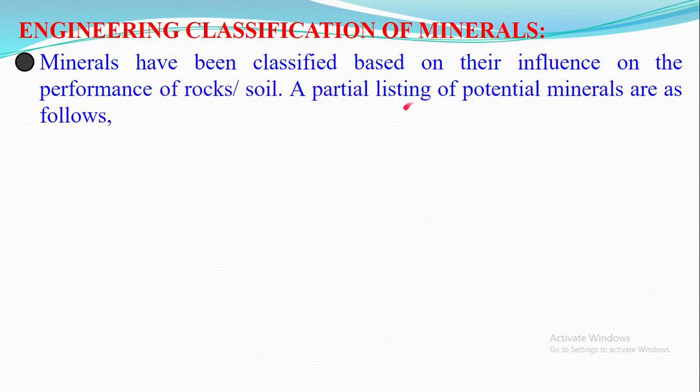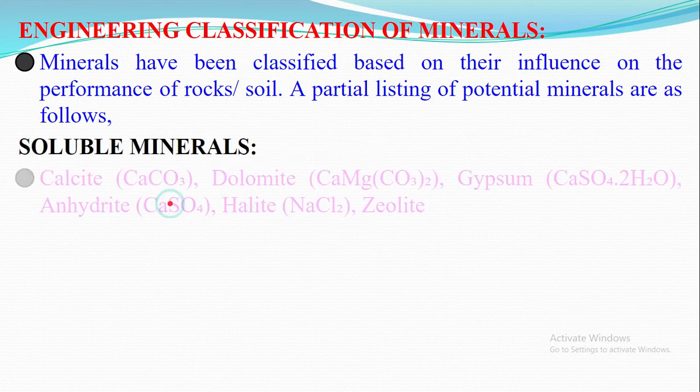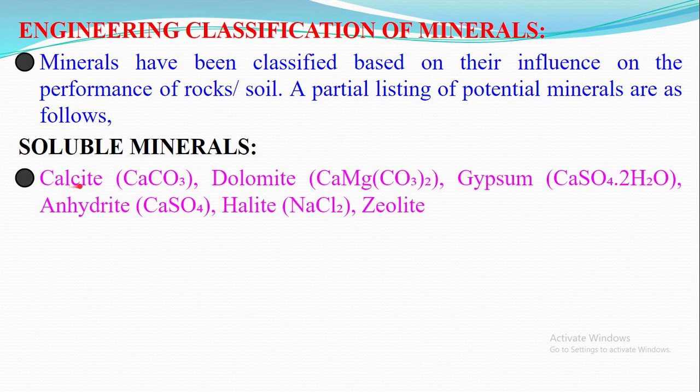So a partial listing of the potential minerals: the soluble ones. Some minerals are very soluble in water, say calcite, dolomite, gypsum, halite, zeolite. These are soluble minerals. So limestone is composed of calcite. Marble is composed of calcite.